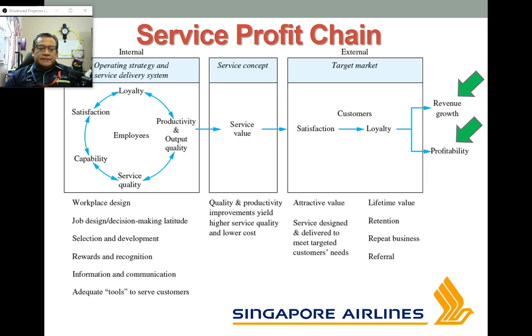Like in product development, it is a value chain. Let's take a look at our far left here, on the internal of the company. This is the internal of a company with good and excellent service like Singapore Airlines. Internally, they have a good operating strategy and they also have a good service delivery system. As such, it bonds employee loyalty. Higher loyalty will lead to higher productivity. Higher productivity will also deliver high quality outcome of work, and this will definitely contribute to higher service quality.